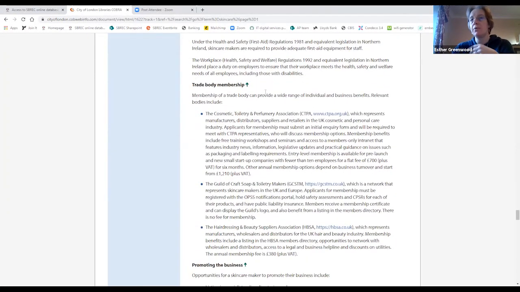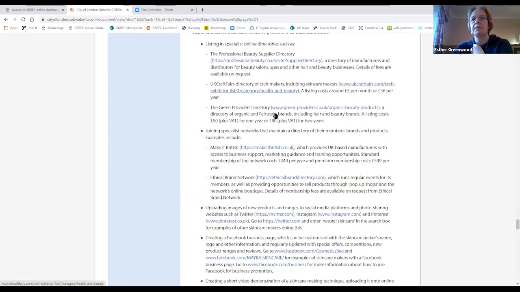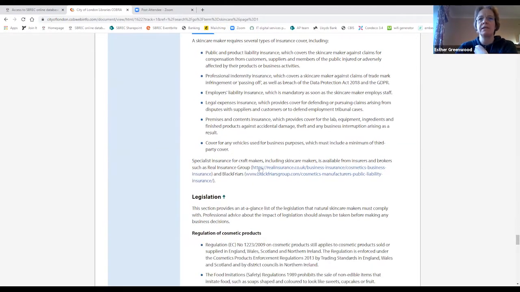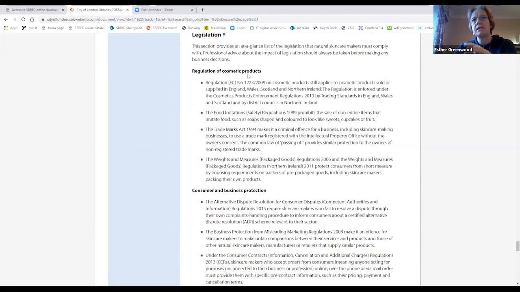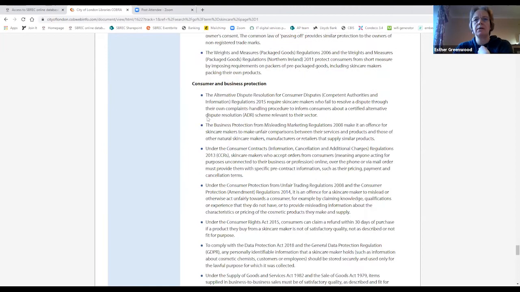Again, there's a section on trade body membership, like we saw for the coffee cart, and how to promote your business. Again, at the bottom, there's a section on insurance. And the insurance, as I said earlier, will vary depending on what your business is. So the insurance cover that you need will vary a bit. But again, it gives you here some links to some providers of different types of business insurance. Again, below this is the link that details the particular pieces of legislation that your products will have to comply with here.